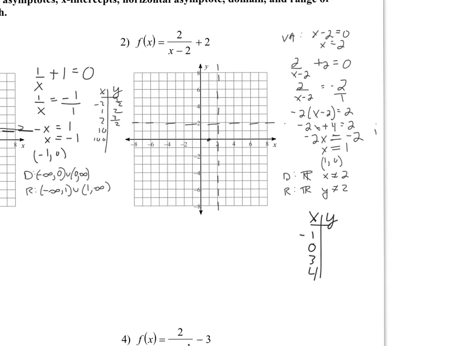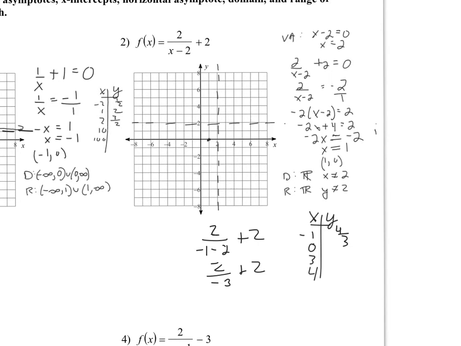So the function, I'm going to put a negative 1 in here. If you want me to do a little work on that one, I can. It's going to be 2 over negative 1 minus 2, plus 2, which is 2 over negative 3, plus 2. Negative 2/3 plus 2 is 1 1/3, or 4/3. You can get that however you want, but that's what it is.